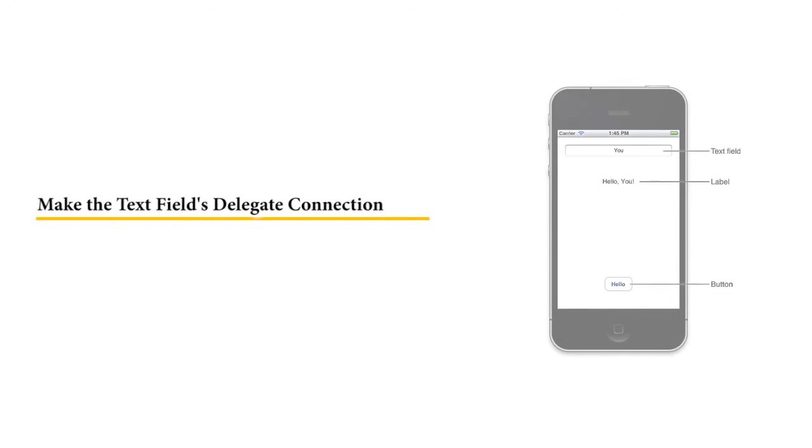You have one more connection to make in your app. You need to connect the text field to an object that you specify as its delegate. In this tutorial, you use the view controller for the text field's delegate.